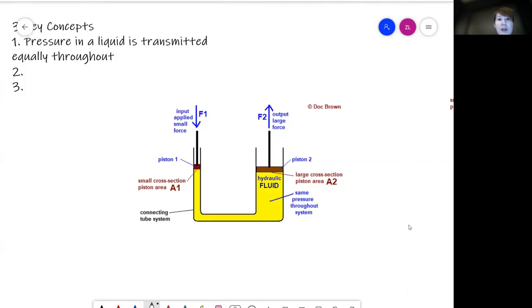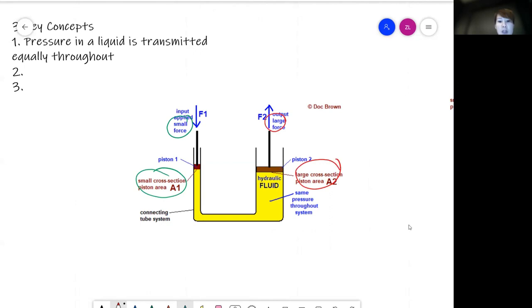Okay, so basically, in a nutshell, what you need to know is that for a hydraulic system, it all works in the same manner, which is when you apply a small force over a small cross-sectional area, it will always give rise to a large force, provided there is a large cross-sectional area. Now, why is this so? Okay, we'll come to that in a while. So let's take a look at the first key concept first. The first key concept is that pressure in a liquid is transmitted equally throughout. Now, this is the basis of how hydraulic systems work.